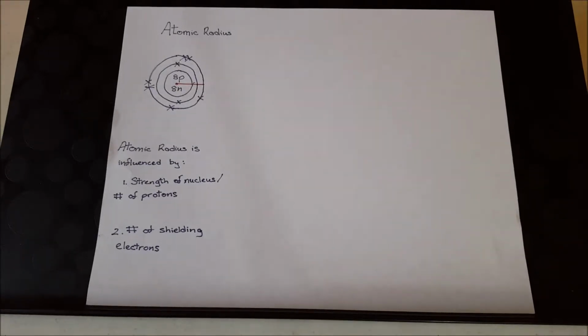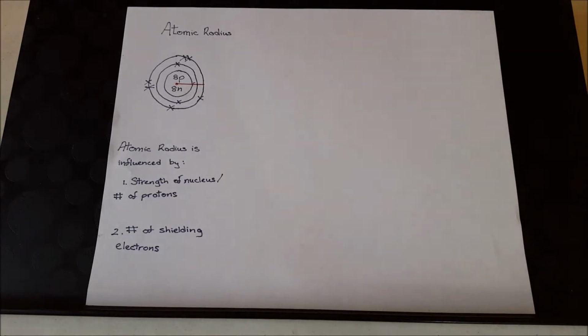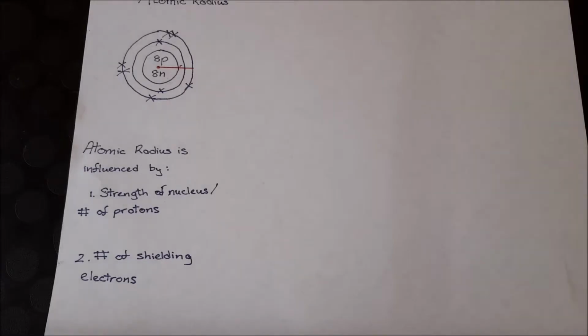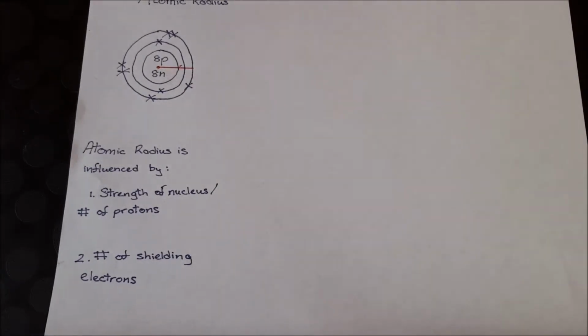And while the size of persons is determined by a plethora of factors, such as your diet, where you're actually from, your genetics, your activity, and whatever else, atomic radius, on the other hand, is influenced by two simple factors. The first is the strength of the nucleus, which is tied directly to the number of protons that you have, and then secondly, the number of inner shielding electrons.